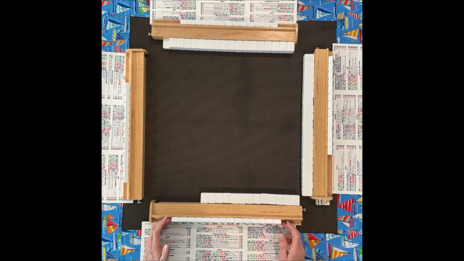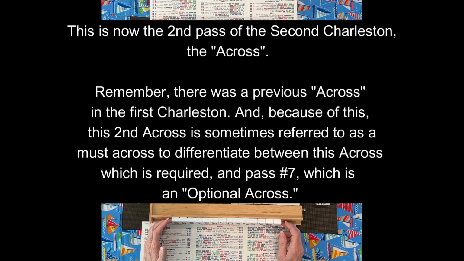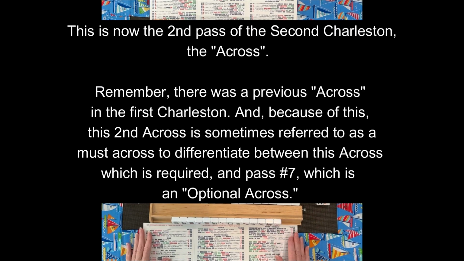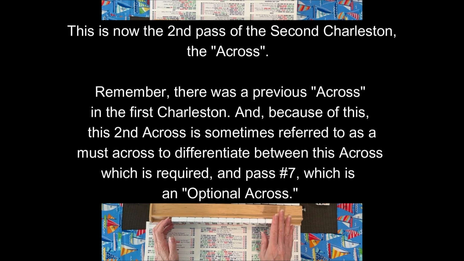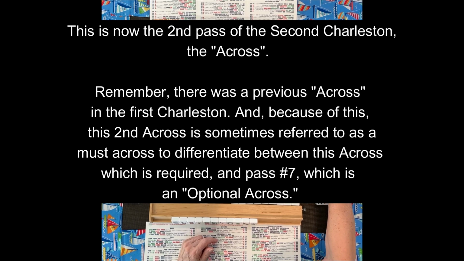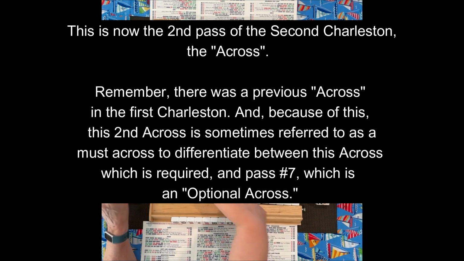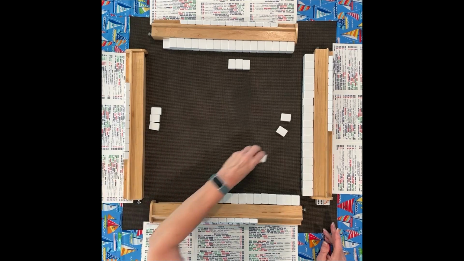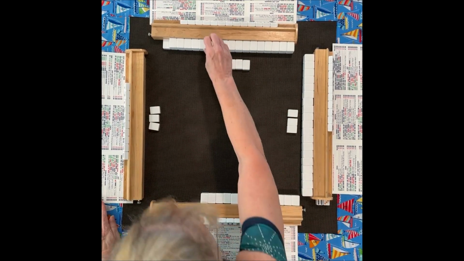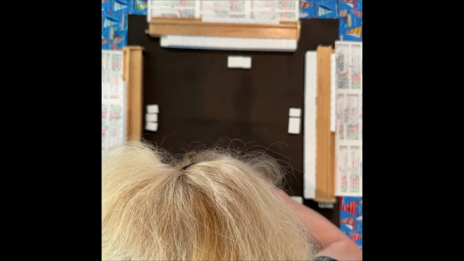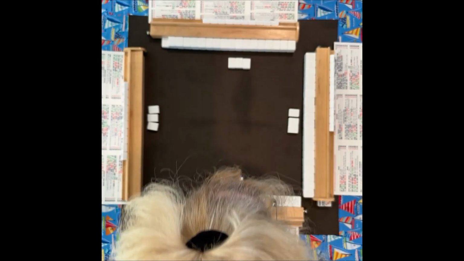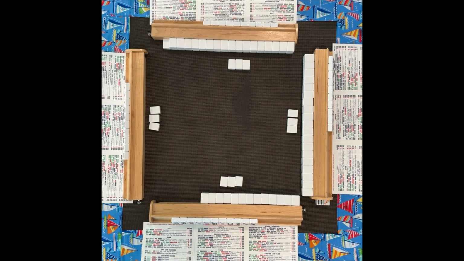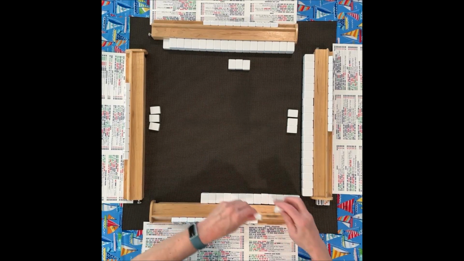Now we're going to go ahead and do the second pass of the second Charleston, which is the across move. And again, as I mentioned, also referred to as the must across. So we're going to go ahead and take 3 tiles and we're going to pass them just like this inside the walls. And everybody is going to do the same. Just like that. All right, now everybody's passed. Everybody can pick up their across.